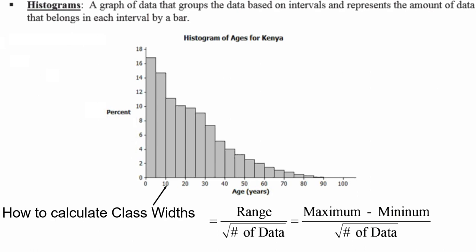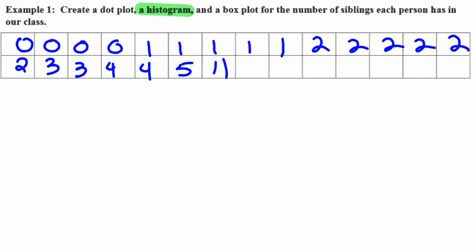So when we're talking about calculating those intervals, the class widths for the bins of data, we want to look at the range and divide it by the square root of the number of data pieces that are represented. Remember from previously, we talked about a range being the maximum minus the minimum, and we're again dividing by the square root of our data. So let's take a look at a set of data where we have the individual values so we can create a histogram to represent it.